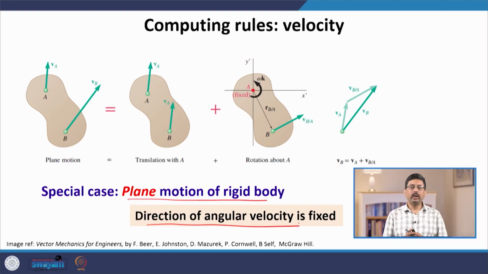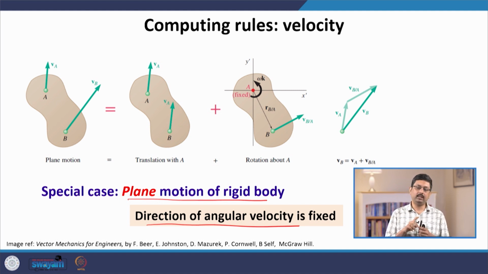These situations are usually kind of confusing, and the motion can become really complicated. So, we shall confine ourselves not to the most general kind of motion, but to a special case, what is called the plane motion of a rigid body. What does it mean? It means we will consider the special case where the direction of angular velocity is constant or fixed. That is, the angular velocity can change in magnitude, but its direction will not change. So, we are going to assume this scenario.